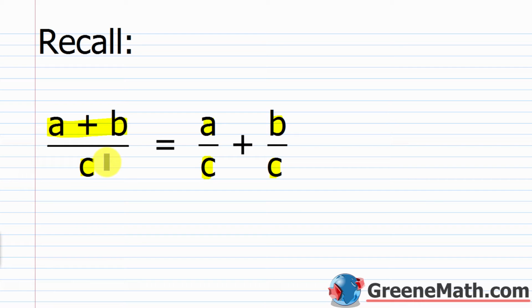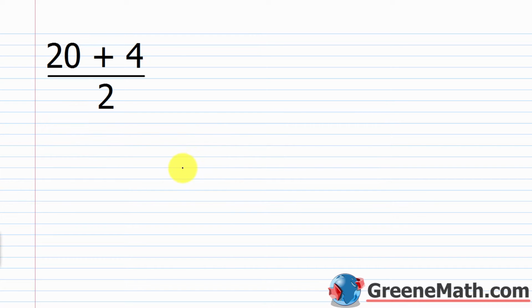As an example with whole numbers, let's say you saw something like 20 plus 4, and this is over 2. Well, I can legally split this up into 20 over 2 plus 4 over 2. And we can see that we get the same answer either way. If I just evaluated this, 20 plus 4 is 24. If I divide it by 2, I get 12. If I do it this way, 20 over 2 is 10, 4 over 2 is 2, so 10 plus 2 is 12 also.